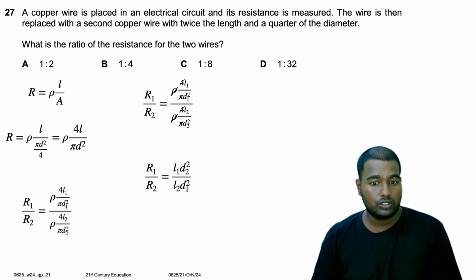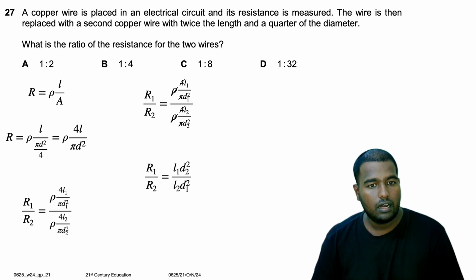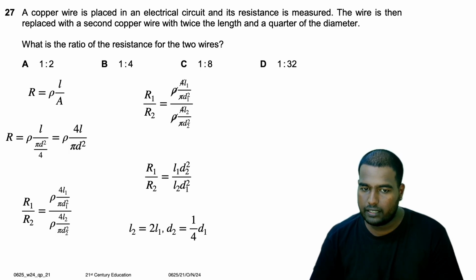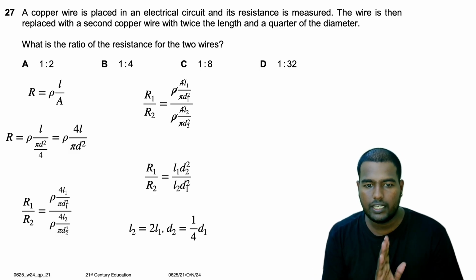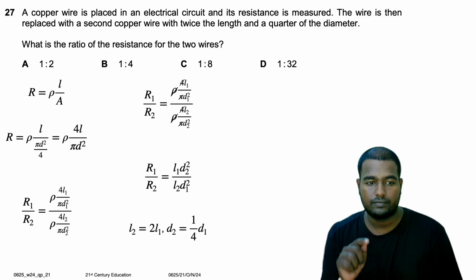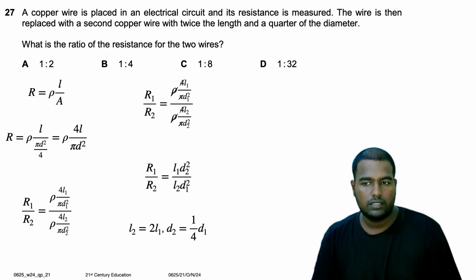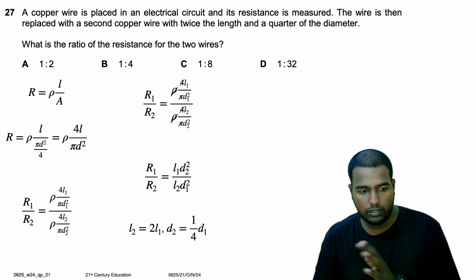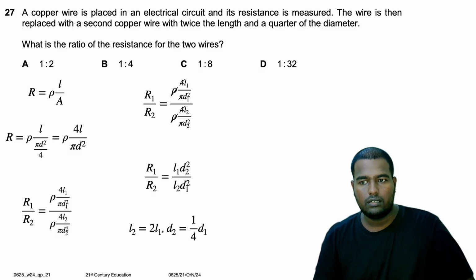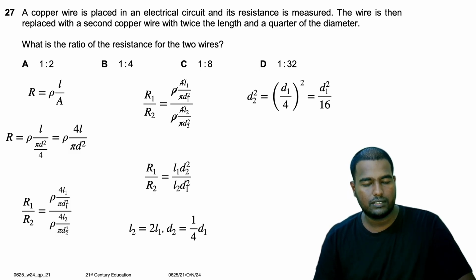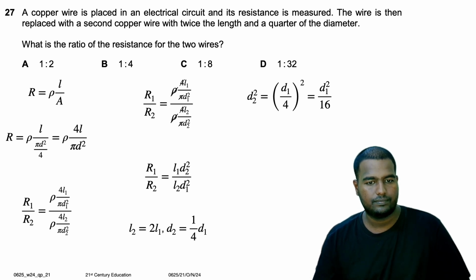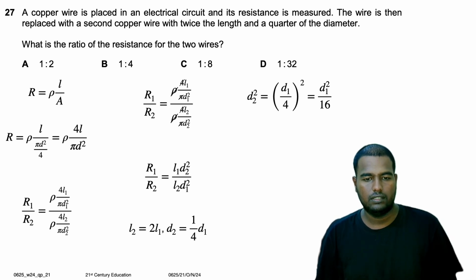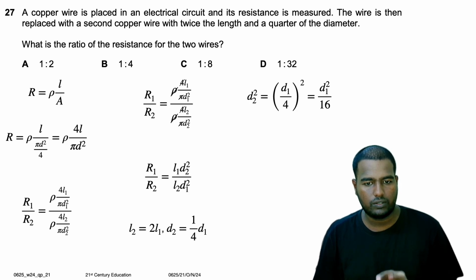Now L2 is given as 2L1. So instead of L2, we can write 2L1. And d2 is given as 1/4 of d1. Like L2, we cannot write d2 directly, reason is our variable is area, and area is d2 square. So instead of d2 square, we have to write d1 by 4 the whole square, which is d1 square by 16. So instead of d2 square, we are going to write d1 square by 16.